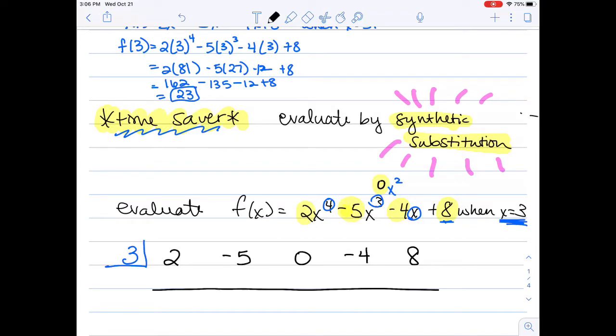And this is our process. For synthetic division or synthetic substitution, which uses synthetic division, we always bring down our 2. Our next step is we always multiply what's in the box times anything on the bottom line, and we place it here. So 3 times 2, and we put it here, and that's a 6. Now we add down. Negative 5 plus 6 is positive 1.